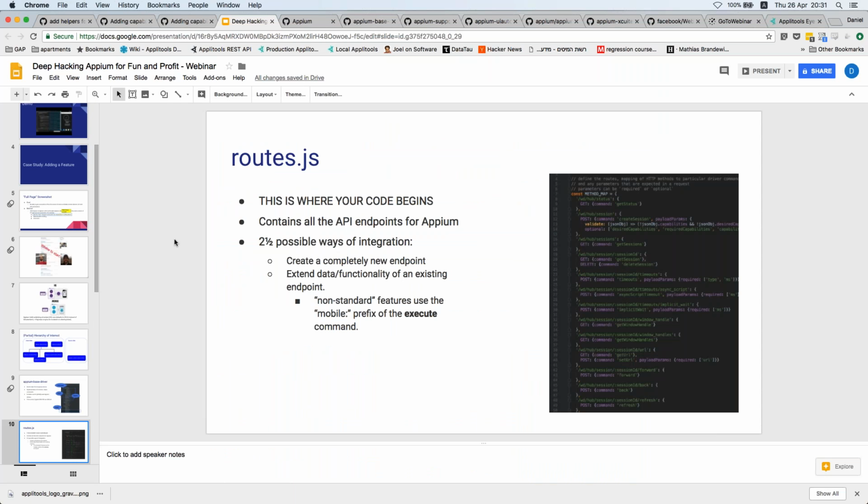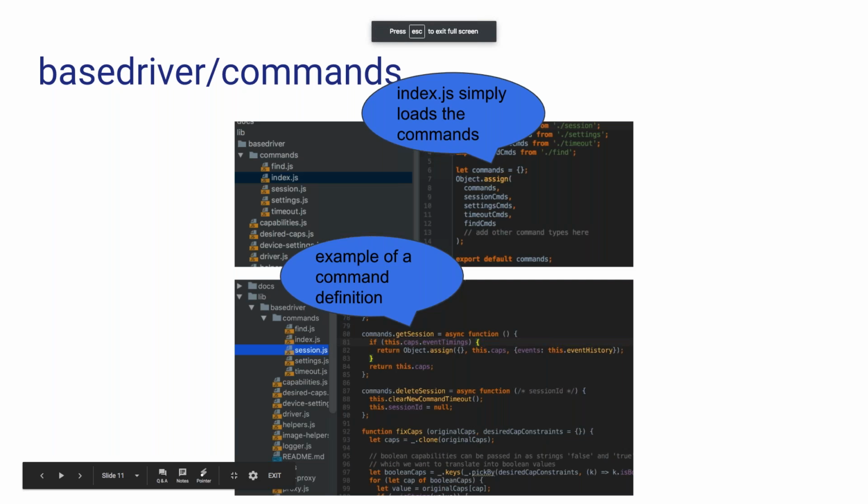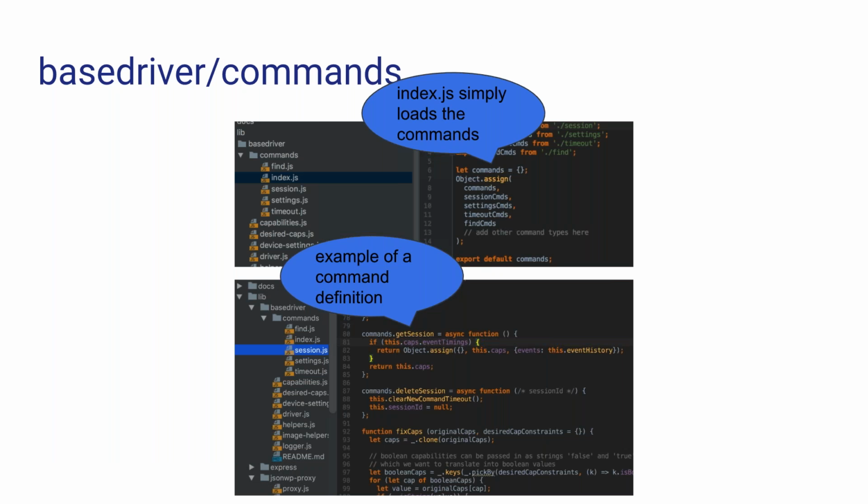All right, so moving on, routes.js, important part. BaseDriver commands, I already showed you that. I didn't show you the index.js file. It's basically the entry point for all the commands. And as you can see, the implementation is pretty simple. It basically grabs all the command files and unifies them into a single object structure.